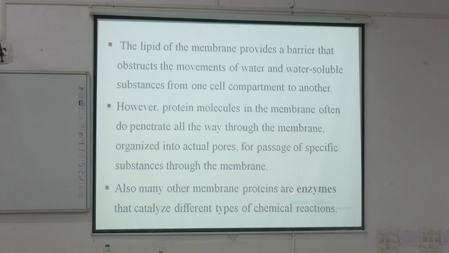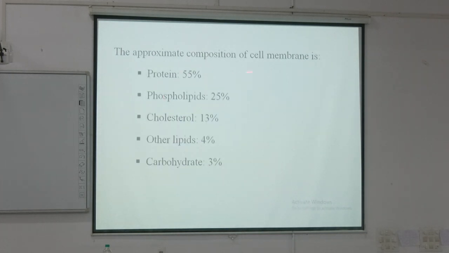Many other membrane proteins are enzymes that catalyze different types of chemical reactions. Protein molecules in the membrane do not penetrate all the way through the membrane, but some are organized as channels for passage of a specific substance through the membranes. So this is the composition.